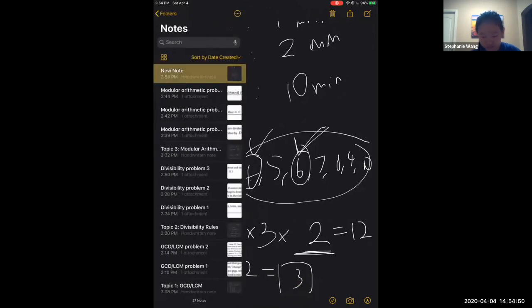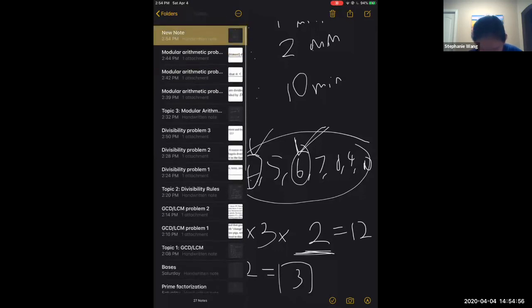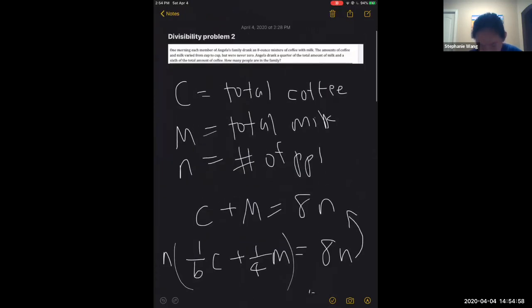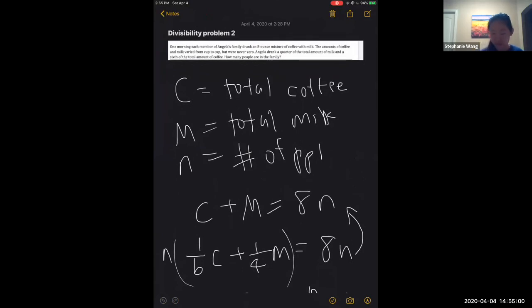Oh, the milk one? All right, cool. I think we'll have enough time to go over that one. So here is the problem for the milk one. Since you guys already know the question, I'm just going to start up another page.